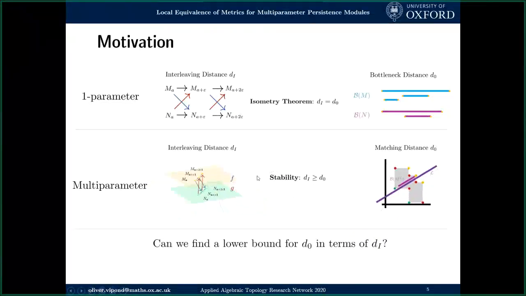So the question I want to ask in this work is, whilst we don't have this isometry theorem, perhaps we can sandwich this matching distance in between two expressions involving the interleaving distance. So we want to know, although the matching distance is bounded by the interleaving distance, can we bound the interleaving distance by the matching distance? And we answer this question in the positive. Yes, we can bound the interleaving distance by some multiple of the matching distance, but this inequality will only hold locally. It's not globally true.